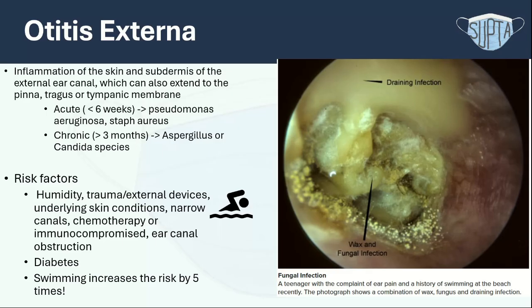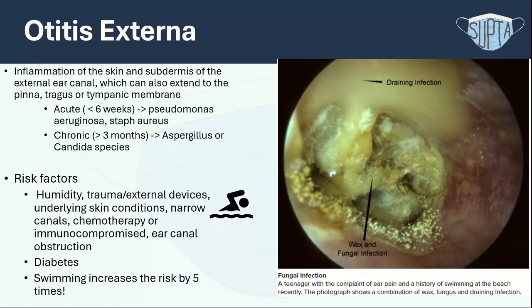So now talking a bit more about otitis externa. It's inflammation of the skin and the subdermis of the external ear canal, which can also extend to the pinna, the tragus, and the tympanic membrane itself. When it's acute, it means it's under 6 weeks, and it's mainly driven by Pseudomonas aeruginosa and Staph aureus. And then if it's chronic, it can last for more than 3 months, and this tends to be much more of a fungal cause behind the otitis externa.